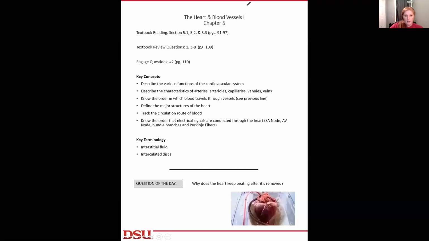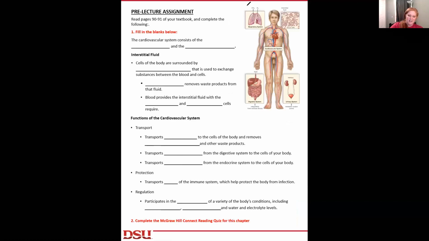Okay. The heart and blood vessels, the cardiovascular system consists of the heart and the blood vessels. Cells of the body are surrounded by interstitial fluid. I will attempt to fit that on here. Interstitial fluid. Hey, I did it. That is used to exchange substances between the blood and the cells.